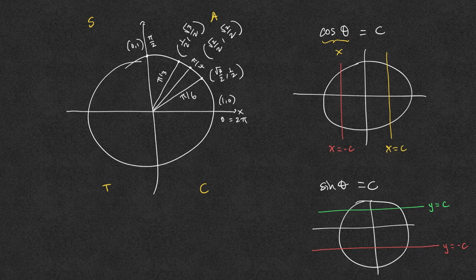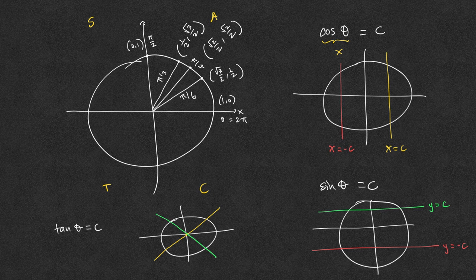And lastly, if we solve an equation that involves tangent of theta equals c, then we draw the line that goes through the origin. If the slope, or c, is positive, we draw the line that goes upward through the origin. If tangent is negative, we draw the line that goes downward through the origin. The reason why we want to do this is because we want to find all solutions.